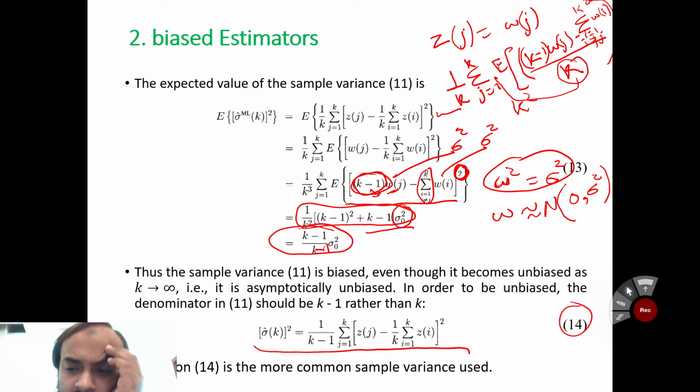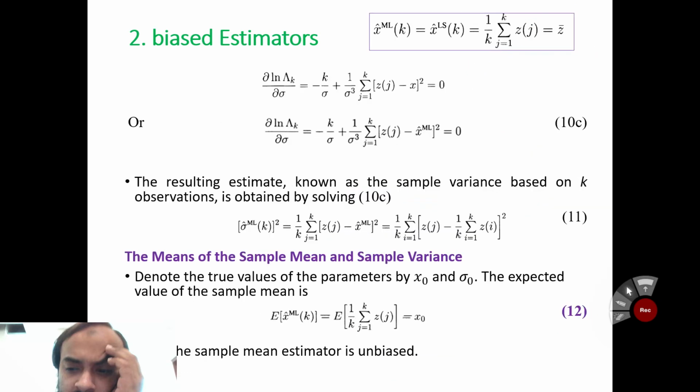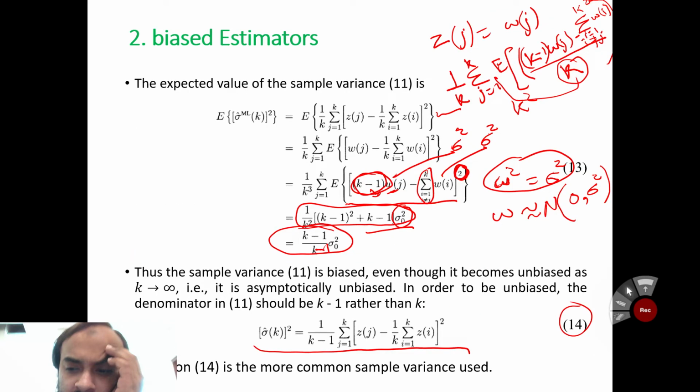Normally this equation is the most common sample variance used in tracking systems. So we replace this 1 upon k with 1 upon k minus 1, or you can consider k as tending to infinity, that is, in the limit. Mostly we use this equation so that the estimator is unbiased.